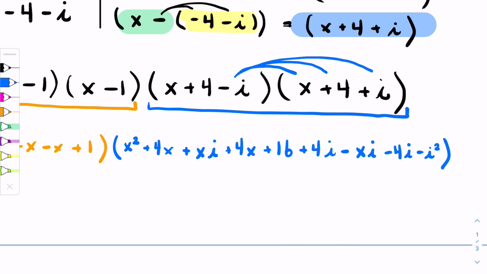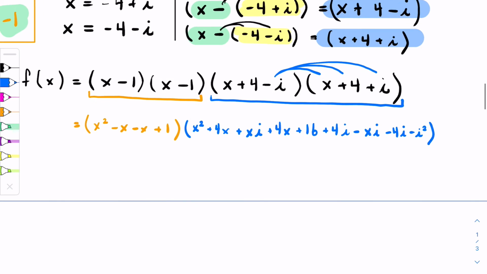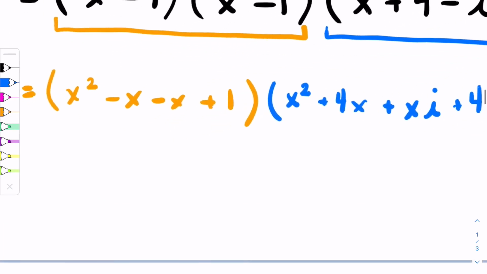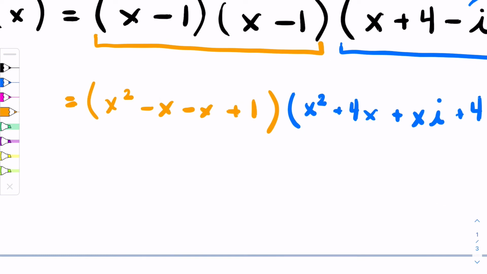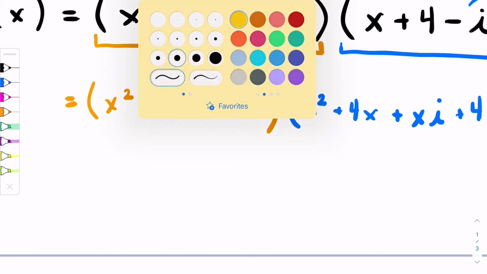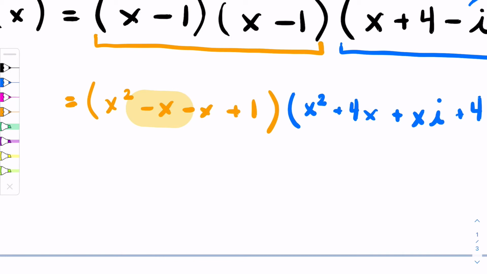Now we need to simplify anything we can between these two expressions. So you can only simplify within each one. I'll start with what I did in orange, and I can just highlight quickly and indicate that the only thing I can simplify here are these two terms. So I'm going to simplify this to x squared minus 2x plus 1.